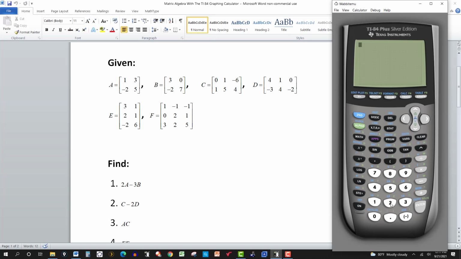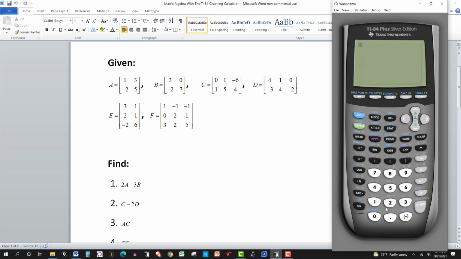So here I'll do 2 times A. Go to the matrix menu. We want A, so enter 1. Then -3 times matrix B, so go to the matrix menu. You want B, that's 2. Hit enter, and we get the 2 by 2 answer. Components of -7, 6, 2, -11.